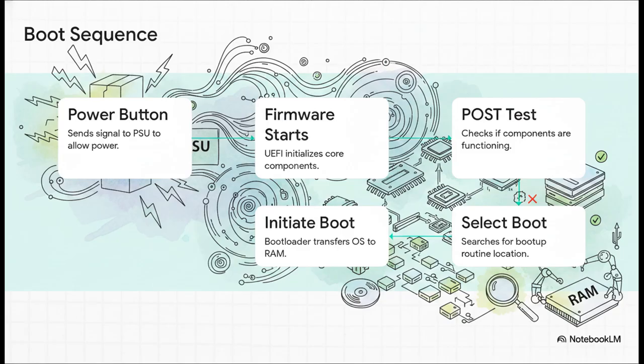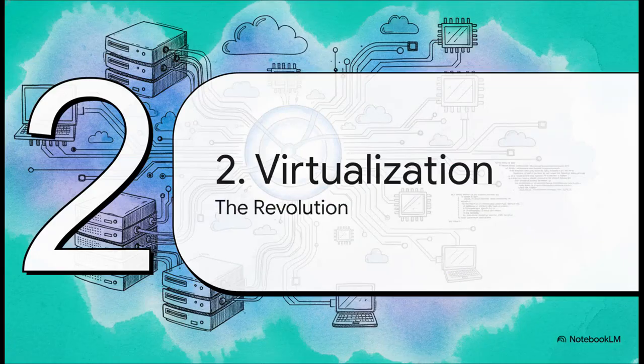Step 4, it selects the boot device. And finally, step 5, it initiates the bootloader, which pulls the operating system into RAM. And boom, that is the moment the machine gains full consciousness. Moving on to section 2, the virtualization revolution.